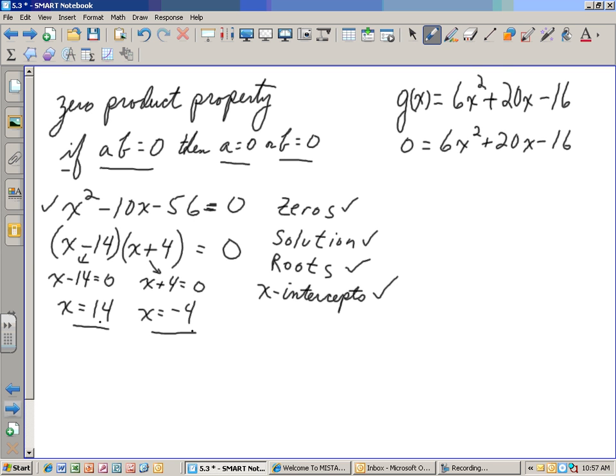The first thing we look for when we factor: do any of these terms have anything in common? And they do. They're all divisible by 2. So we'll factor out a 2 first. And we're left with 3x squared plus 10x minus 8.